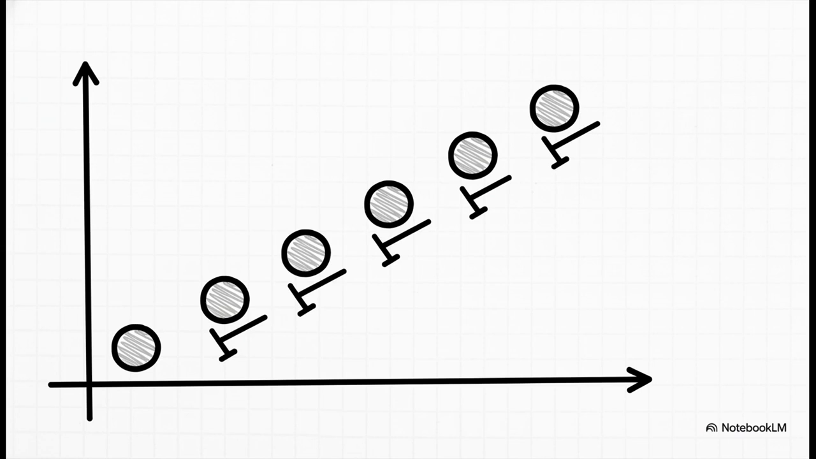Think of Pearson's R as the straight line detective. It's the most common type you'll run into, and its one and only job is to see how neatly your data points hug a single straight line. It's basically asking, how good of a fit is a straight line for this data?